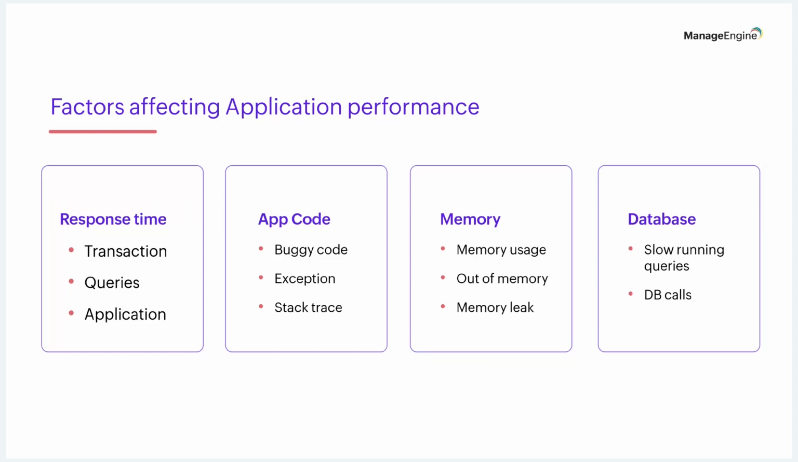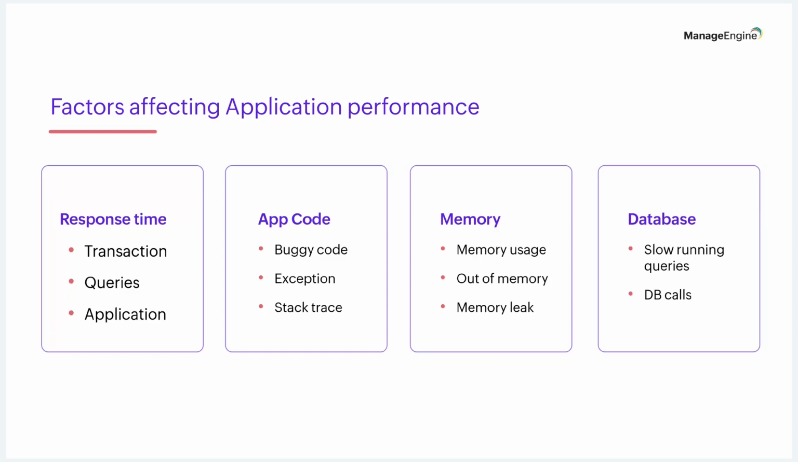And the third one is memory usage. Memory usage is also very crucial, and high memory consumption can slow down the application or even cause crashes. A memory leak occurs when an application does not release unused memory properly, which may lead to increasing memory usage over time and reduce system stability.